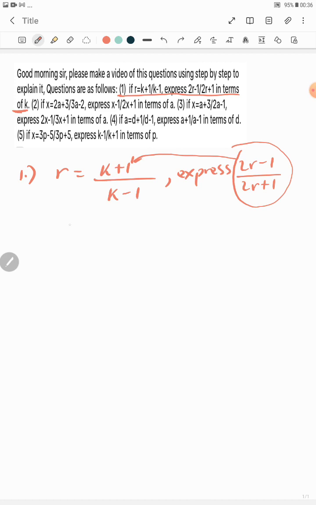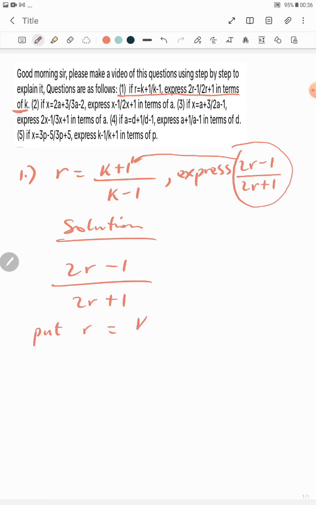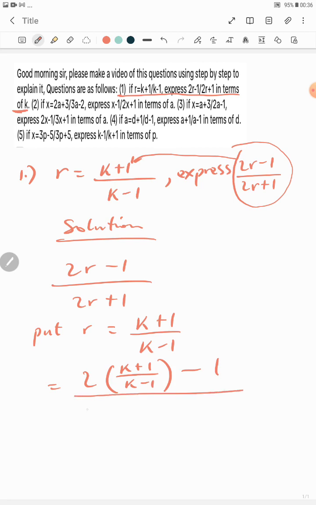So we have 2R minus 1 over 2R plus 1. This is what they want us to deal with. So we bring in the value of R. You can write substitute R equals, however you want to use the grammar. So we have 2 here. Anywhere you see R, you put K plus 1 over K minus 1 to represent R. Then you have minus 1, then you have all over 2 bracket K plus 1 over K minus 1, then you have plus 1.